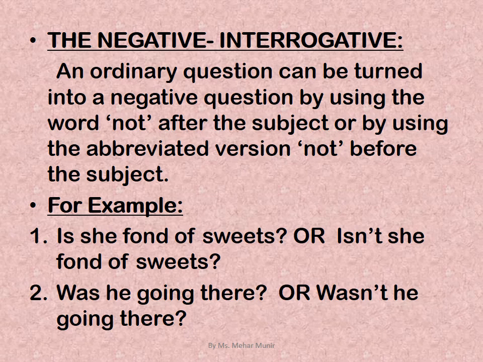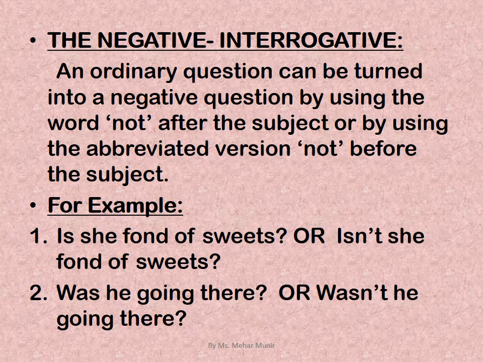This is a simple interrogative sentence, or a simple question. When we add not to it, it becomes the negative one, like, isn't she fond of sweets? When I added not with the helping verb is, it became a negative interrogative.